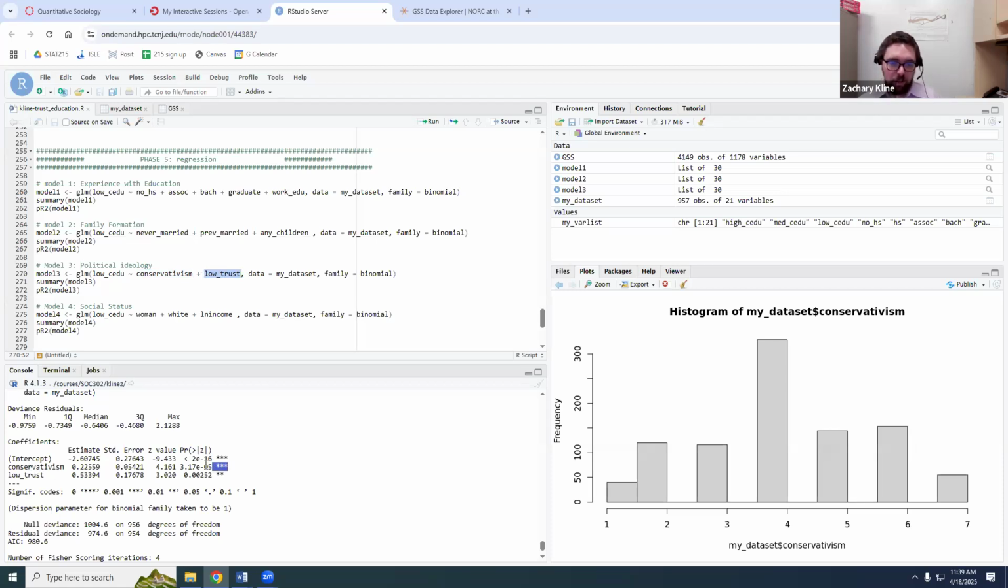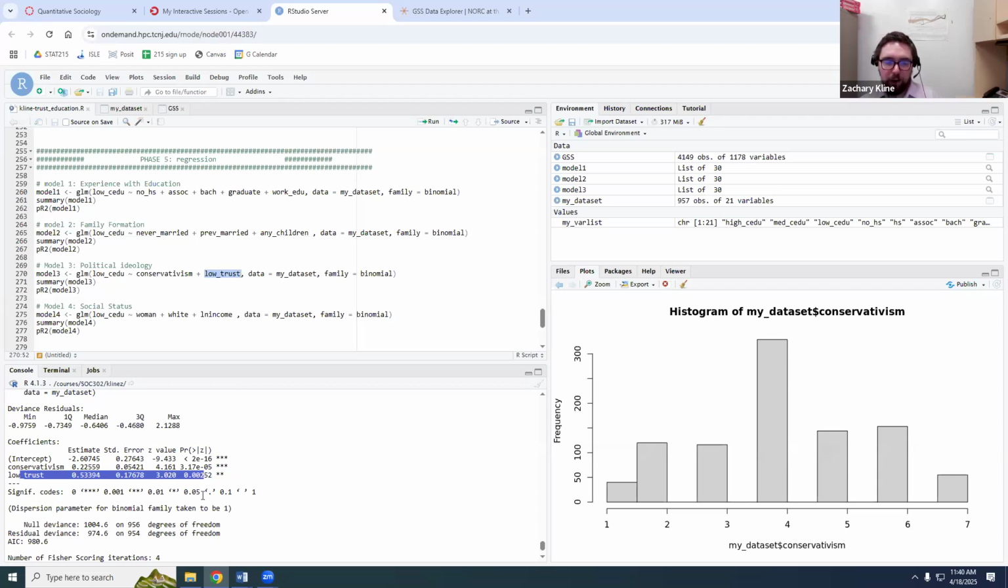Okay, so now we're seeing some stars, which indicate statistical significance, which I'll get to in a moment. So first we'll look at conservatism. What this is saying is that for each additional point in conservatism, or the more conservative someone is, the more likely they are to say they have low trust in the people who manage education in this country. And this effect is statistically significant, which we can see because our p-value is less than 0.05. This is scientific notation for move the decimal place 5 places to the left. So what this means is that we're fairly confident that people who are more conservative are more likely to say they have low trust in education.